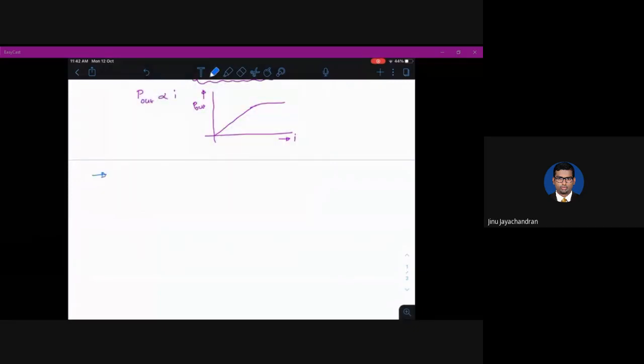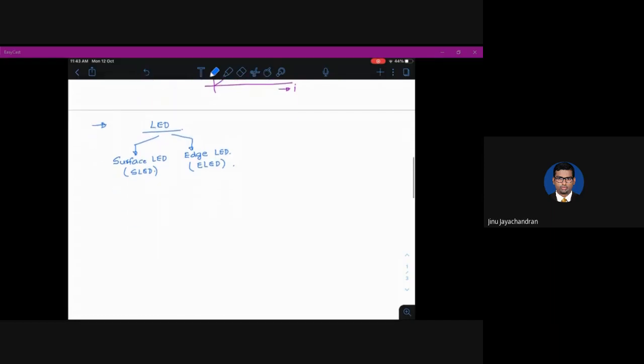LEDs can be classified into two. The first one is called the surface LED or SLED, and the second one is called the edge emitting LED, so this is ELED. So first is surface emitting LED, the second one is edge emitting LED. Okay, before we move into explaining different types of LED, let's look at the losses once again.